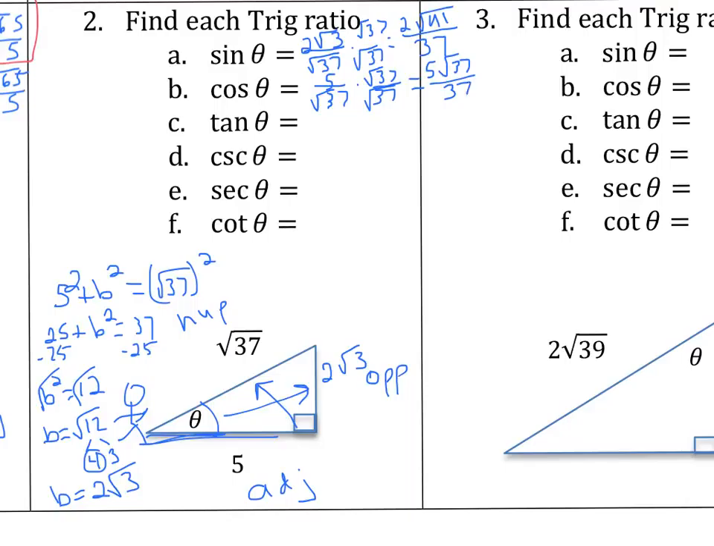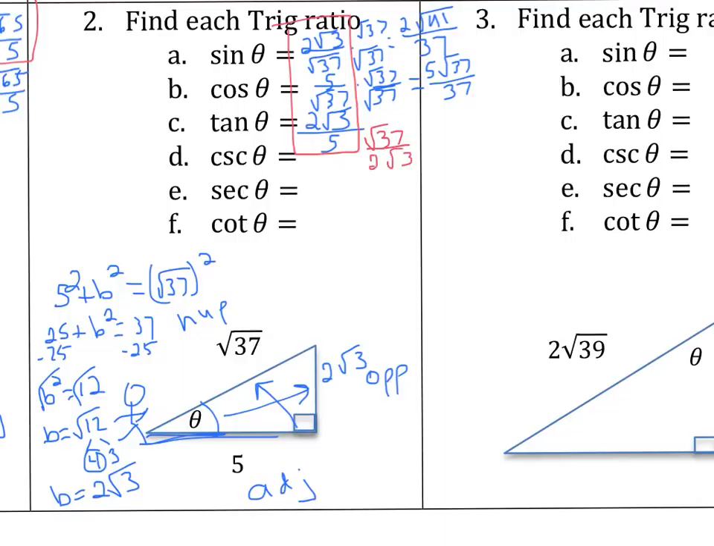And then tangent is opposite over adjacent. So we end up with 2 root 3 over 5. And there's no square root in the denominator, so I'm good to go with that. So then we go ahead and take these and flip them over. So I get, oh look, the first one, 2 root 3 over root 37. So I have root 37 over 2 root 3.